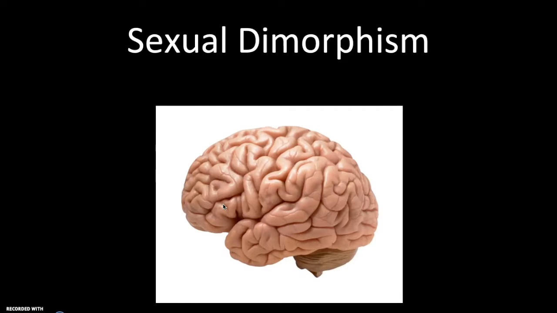Sexual dimorphism is a sex-related difference in structure or behavior. Human brains vary in size based on sex. On average, the male brain is larger than the female brain, but this is attributed to male bodies being larger than female bodies on average. Other than the difference in size, there is minimal sexual dimorphism among human brains.